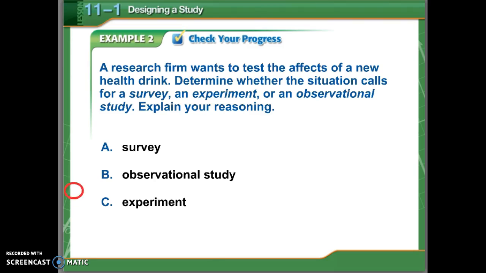Our answer for check your progress number 2 is C. This is an experiment. A research firm wants to test the effects of a new health drink. So if they're going to test the effects of a new drink, they're going to see the new drink versus the old health drink, and then see how the new drink is affecting people's health. That makes this an experiment.